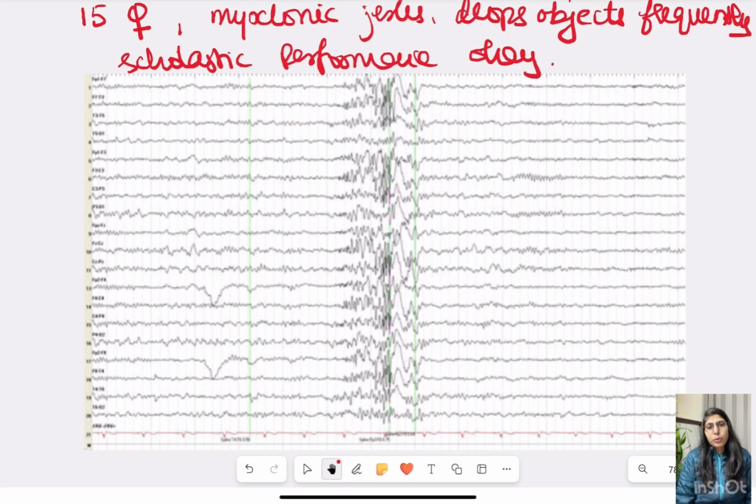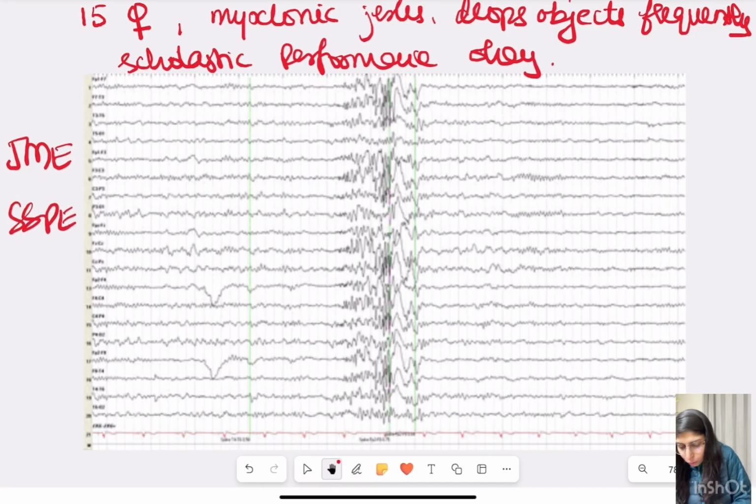Okay, so every word in this question matters. Why? Because the options are JME and SSPE. Both have the same age group. Both can happen in girls. Both have myoclonic jerks. In both, the patients can drop objects frequently.